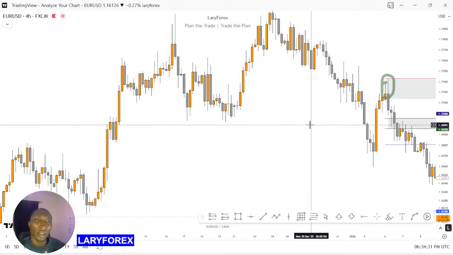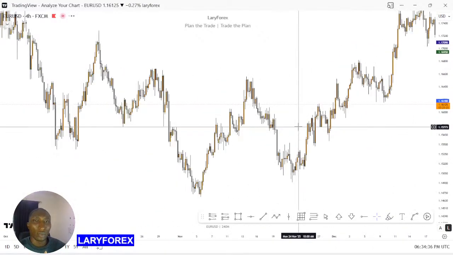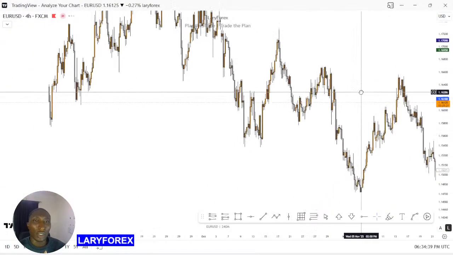Now let's look for another example. All right, let's look for a bullish example this time around, sorry.